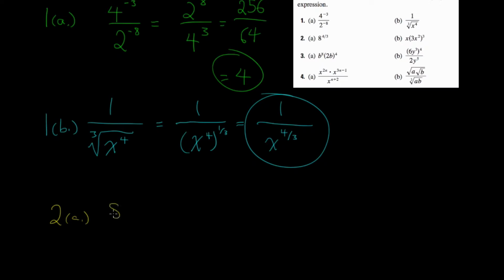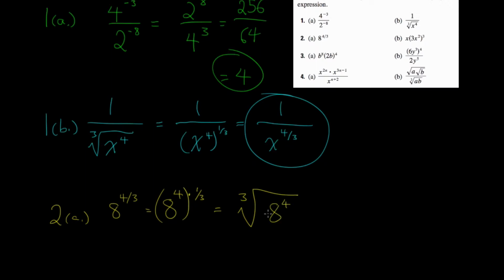2a. 8 to the 4/3. This you can break up the exponent into 8 to the 4 times 1/3, or you could think of it like that. So the 1/3, remember, transforms into a cube root, because a fraction as an exponent is just a radical, with the denominator of the fraction being the number of the radical, whatever you want to call that.